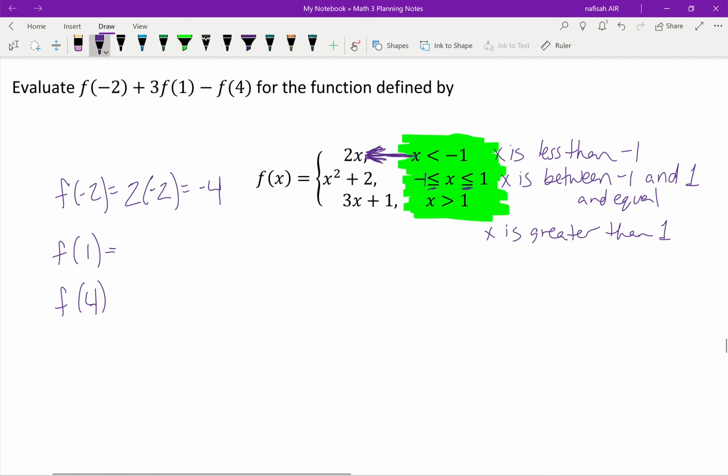For f of 1, I have to look at my restrictions and figure out if x is 1, is it less than -1? No. Is 1 between -1 and 1, or is it equal to it? And I will say, yeah, if x is 1, 1 is equal to 1. So I'll use this equation and substitute in 1 every time I see an x.